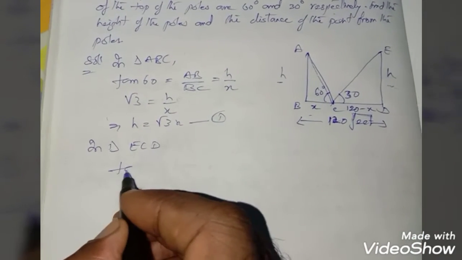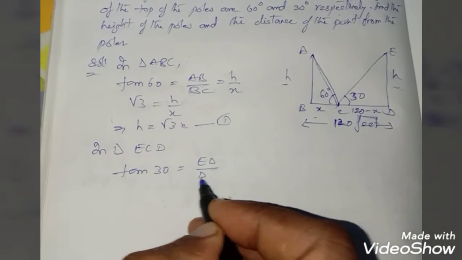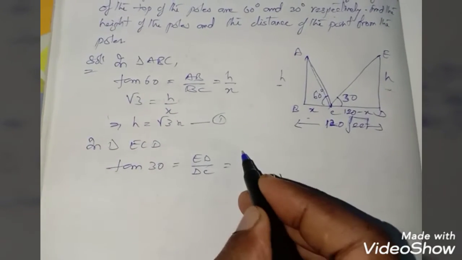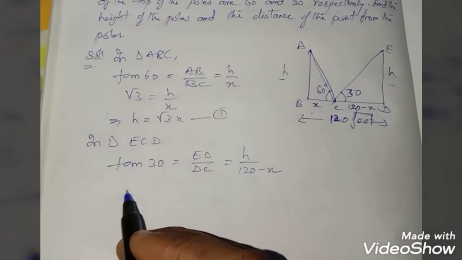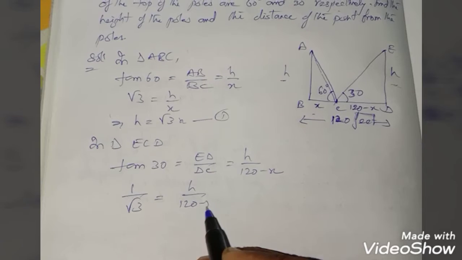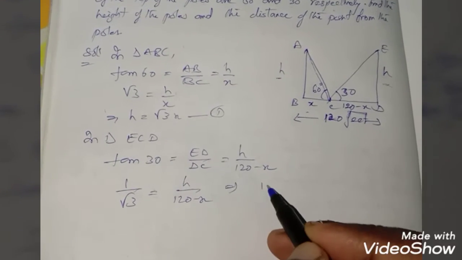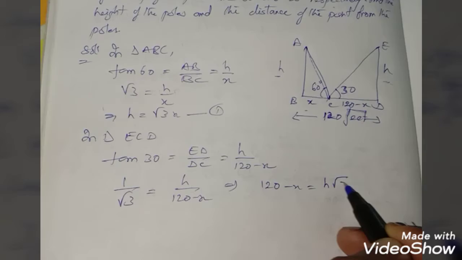So I can say tan 30 is equal to ED by DC. Now ED value is h and DC value is 120 minus x. Now tan 30 value is 1 by root 3, so 1 by root 3 is h by 120 minus x. Now if I cross multiply, 120 minus x is equal to h root 3.